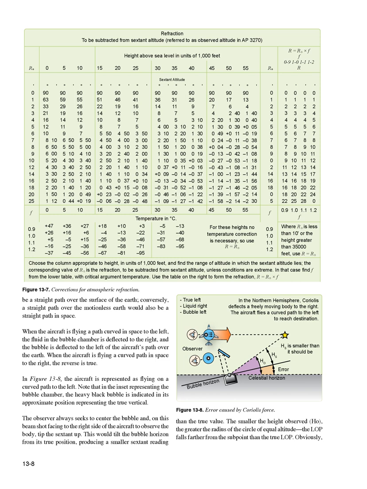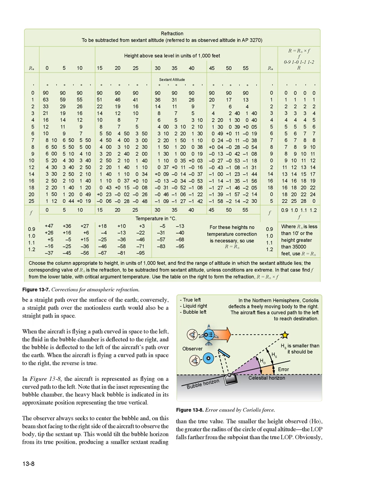In Figure 13.8, the aircraft is represented as flying on a curved path to the left. Note that in the inset representing the bubble chamber, the heavy black bubble is indicated in its approximate position representing the true vertical. The observer always seeks to center the bubble and, on this beam shot facing to the right side of the aircraft to observe the body, tips the sextant up.